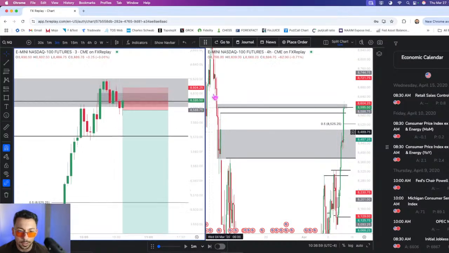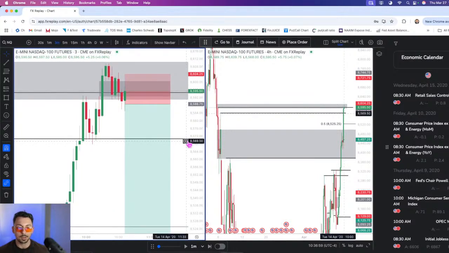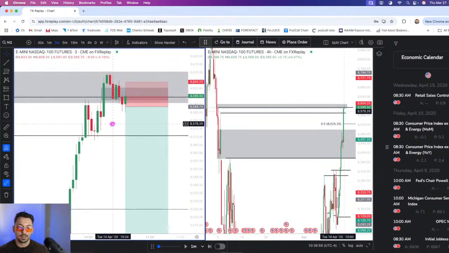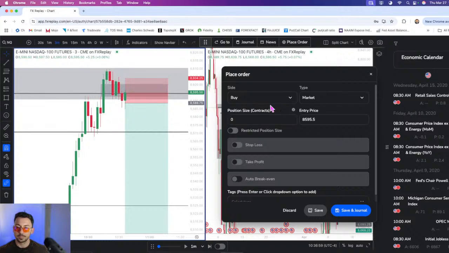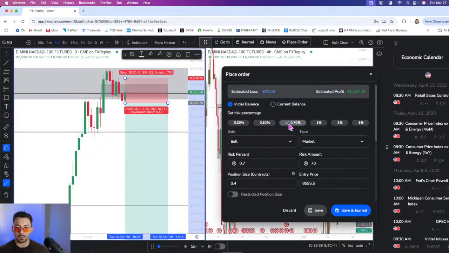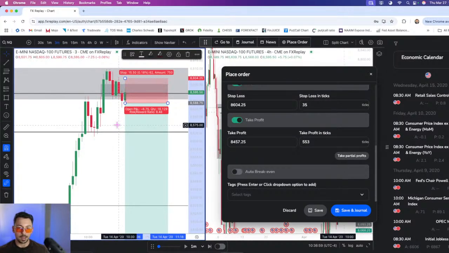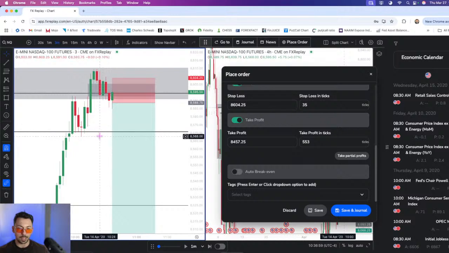Did that close below? Okay, that's a close below. So I'm going to take this. And for this day, this will definitely be the last trade of the day. Keep it at 0.7. And my stop to break even on this trade will be at 8568.